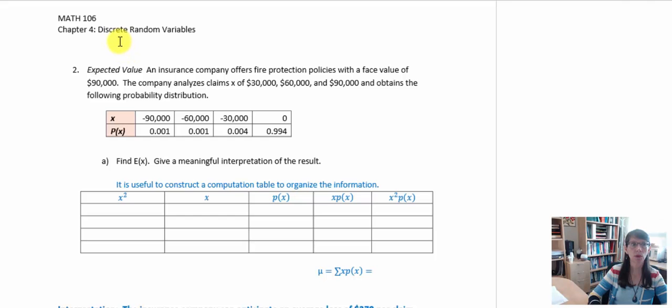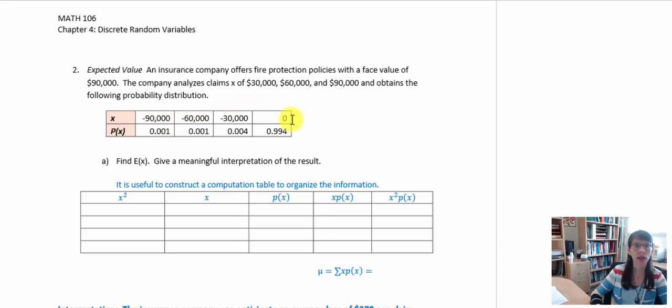In today's example with discrete random variables, we are going to be working with negative x values. An insurance company offers fire protection policies with a face value of $90,000. The company analyzes claims X of $30,000, $60,000, and $90,000 and obtains the following probability distribution. So if claims are being made in these amounts, that means the X value is a negative number.